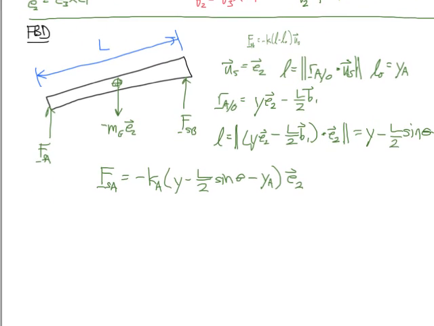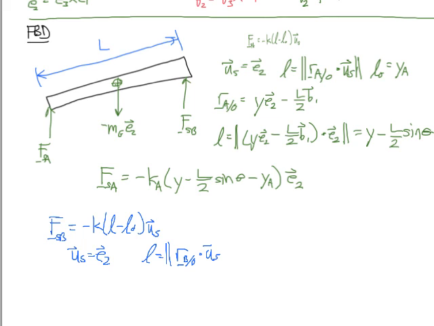We go through a similar process for the force due to the spring located at B. So this is equal to negative K, L minus L naught, and this is in the U sub S direction for B. U sub S is equal to E2 again. We have that L is equal to the norm of RB with respect to O, dotted with US, and then L naught is equal to Y sub B.